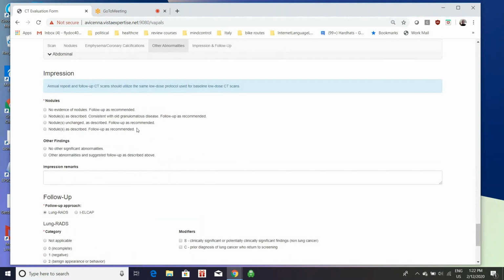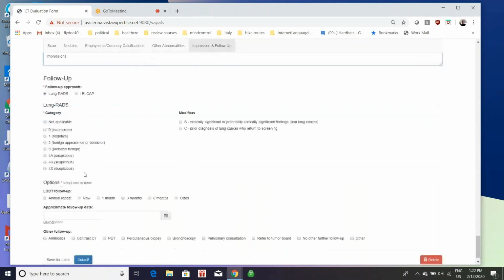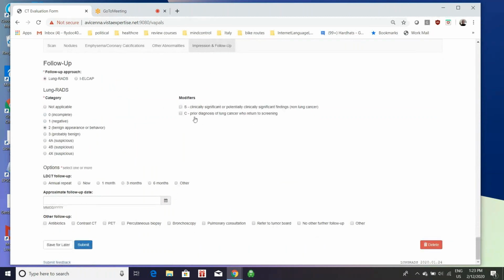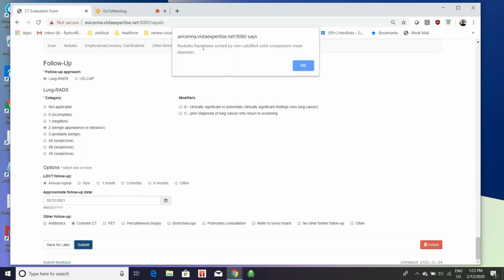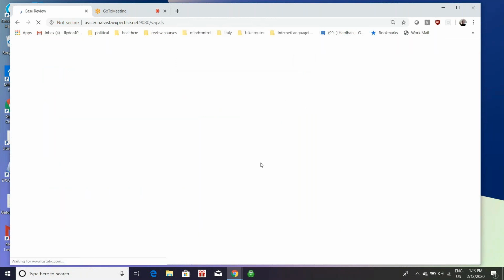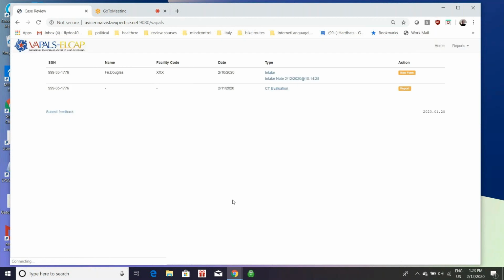Okay, so finally we get to the impression, and it's going to be nodules as described. And then you can say other abnormalities as found, suggested follow-up, and you can also create some impressions here. And then you can get to this category, put some modifiers on, and let's say that we want an annual repeat, and maybe we want something else, and then we can submit. And now this is where you're going to see that the nodules are sorting, because I didn't put them in from the biggest to smallest. And now we can generate the report just by looking at it here.